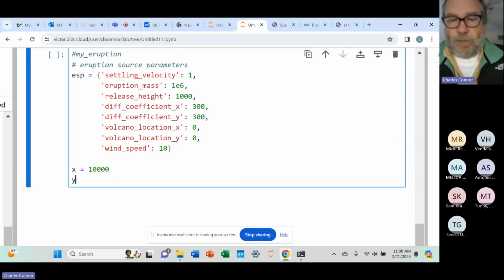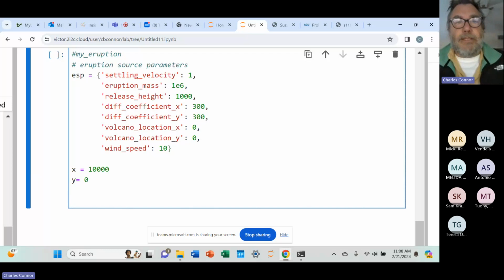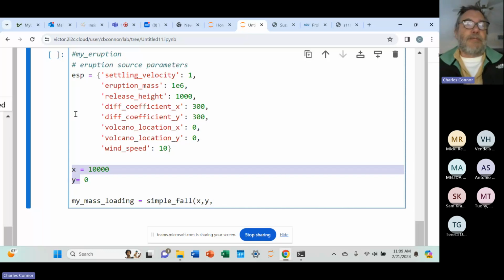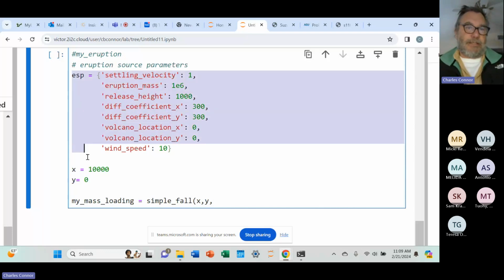And let's do it right on the major axis of dispersion of the plume. So the crosswind distance is 0. And then I just have to call my mass loading expression. So I want to calculate my mass loading for that point. And that's going to be equal to simple fall. And I'm going to pass it x and y. These are the variables I specified right here. And then I'm going to pass it this entire list.